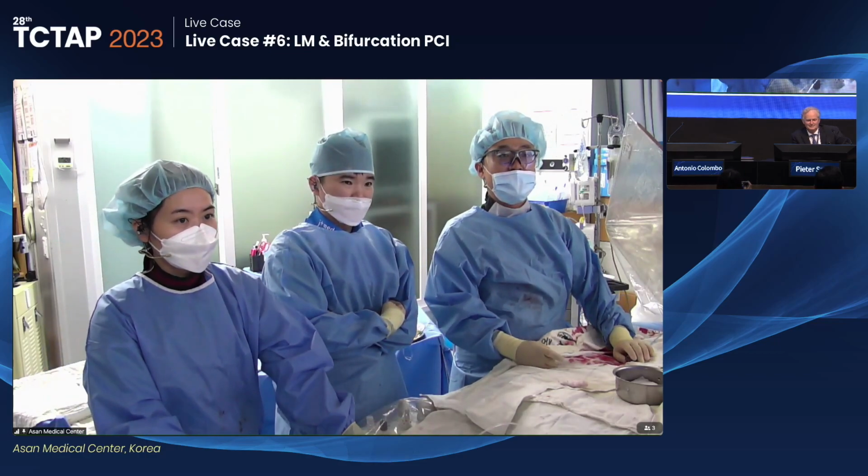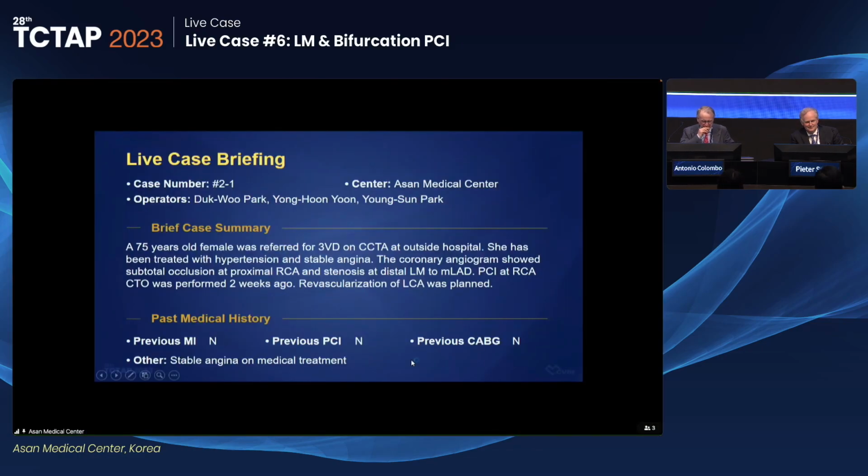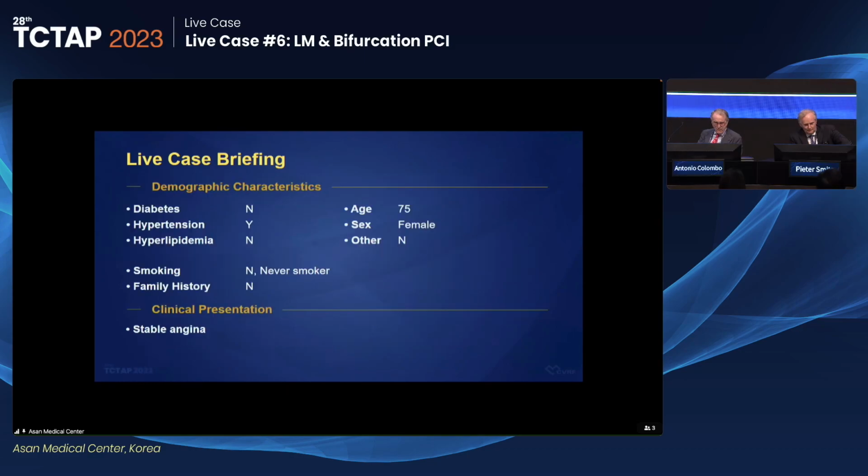Yes, it's Young-Sun Park from Asan Medical Center. I'm presenting the afternoon's first live case. A 75-year-old female was referred for coronary disease on CCTA at an outside hospital. She has been treated for hypertension and stable angina. The coronary angiogram, performed at Asan Medical Center, shows a total occlusion at the proximal RCA and diffuse stenosis from the distal left main to the mid-LAD. The PCI at the RCA CTO was performed 2 weeks ago, and revascularization of the left coronary artery was planned. She has never had PCI before and has been on medical treatment for stable angina. She has hypertension and no diabetes. Clinical presentation was stable angina.